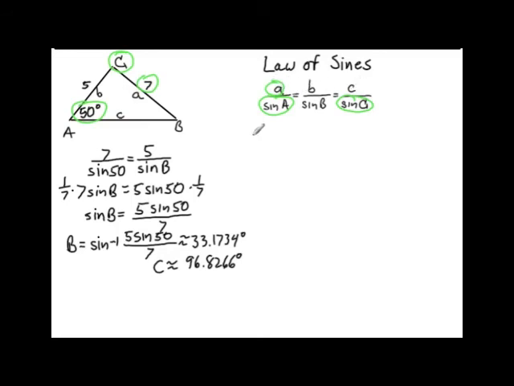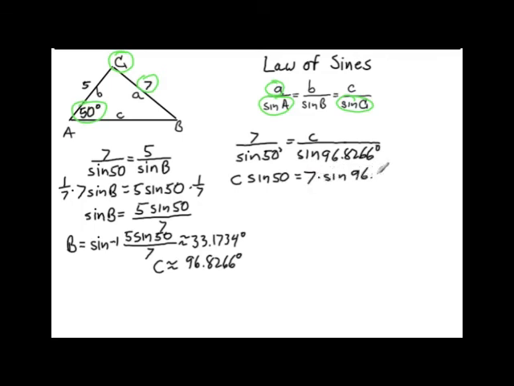So I set it up. I have a of 7 over the sine of 50 degrees equals little c over the sine of angle c, which is 96.8266. Now, one of the beauties of doing this using a calculator is that this should still be in your calculator because it's the last thing we solved for. So I'm going to go ahead and cross multiply here, and then I'll be able to use what I have in my calculator. So I have c times the sine of 50 degrees equals 7 times the sine of 96.8266.